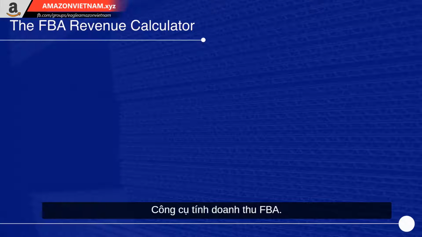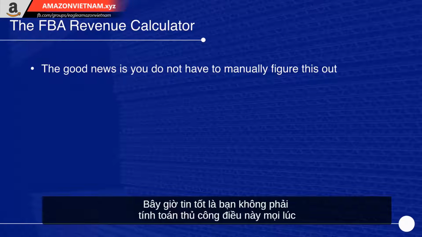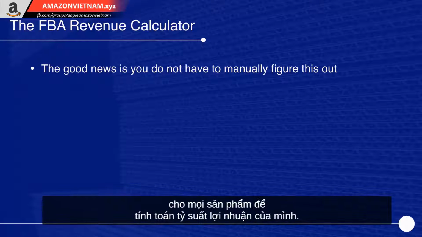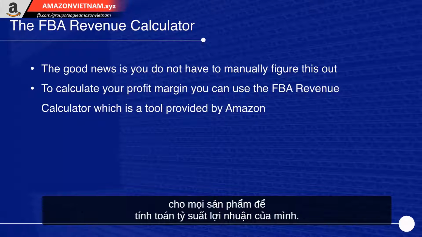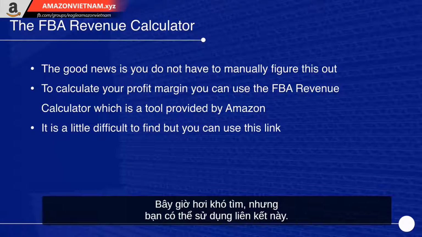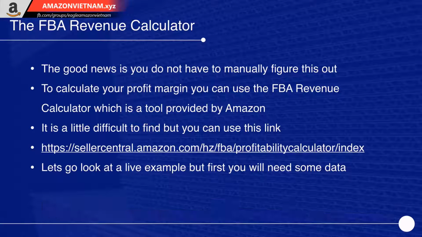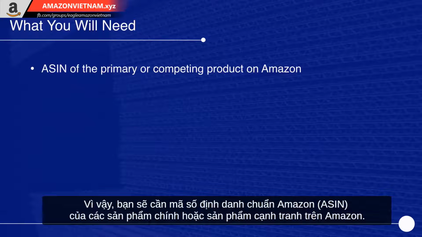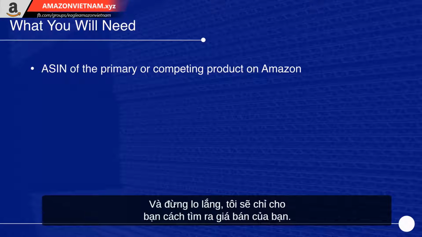The FBA revenue calculator. Now the good news is you do not have to manually figure this out every time for every product. To calculate your profit margin, you can use the FBA revenue calculator, which is a tool provided by Amazon. Now, it is a little difficult to find, but you can use this link. So let's go look at a live example. But first you will need some data. So you're going to need the ASIN of the primary or competing product on Amazon. And don't worry, I'll show you how to find that.